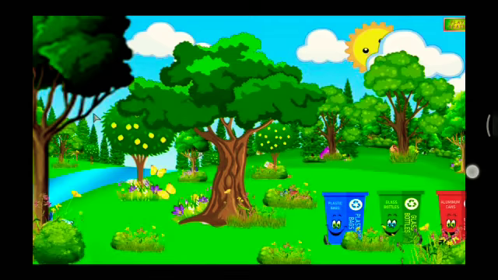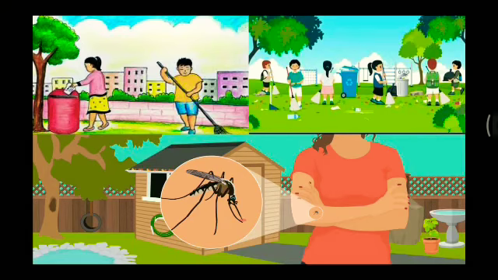Now, we can stay healthy only if our environment is clean. Dirt, filth, accumulated water, open drains, and sewage lines lead to the growth of disease-producing germs. Mosquitoes and other insects breed and spread diseases like malaria and dengue. So all these are very, very harmful.